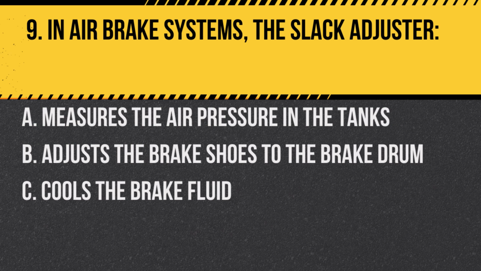Question 9. In air brake systems, the slack adjuster: A. Measures the air pressure in the tanks. B. Adjusts the brake shoes to the brake drum. C. Cools the brake fluid. Answer: B. Adjusts the brake shoes to the brake drum. The slack adjuster ensures proper clearance.